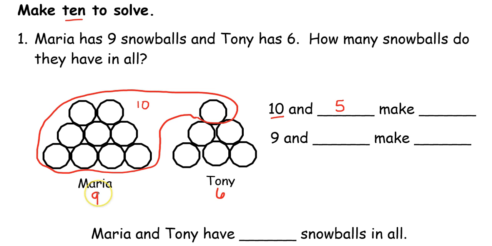10 and 5 together make 15. That means if we go back to our original problem, 9 plus 6, 9 and 6 would also make 15 because we're talking about the same amount of snowballs. This group of 10 and 5 is the same thing as 9 plus 6. And that means that Maria and Tony have 15 snowballs in all.